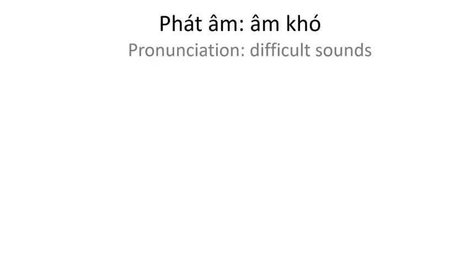Pronunciation, difficult sounds, or phát âm khó. And the first thing you'll notice is that Vietnamese words only have one syllable, but combined together they make a polysyllable, which has more meaning. So for example, phát means to emit, âm means sound, phát âm to emit sound or pronunciation. And khó meaning difficult. So here you can see, like in many languages, the adjective comes after the noun.